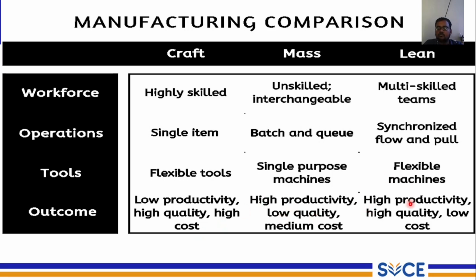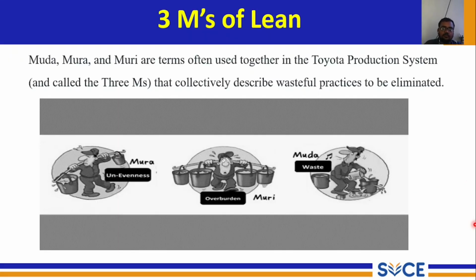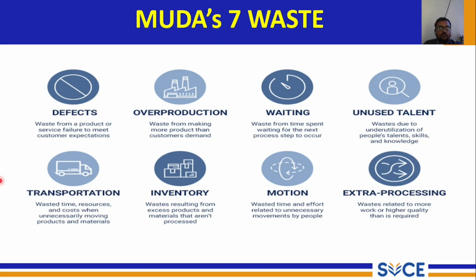So now the lean concept is satisfying all three needs: having a high productivity and a high quality product, and we are able to produce it at a much lesser price. That is what the lean concept gives to the industries. So there are three M's of lean: Muda, Mura, and Muri. Often these terms are used together in the Toyota production system. So what is Muda? It is about dealing with waste, and Muri is about overburdening, and Mura is about unevenness in the work. We'll see about these three things in the future slides.